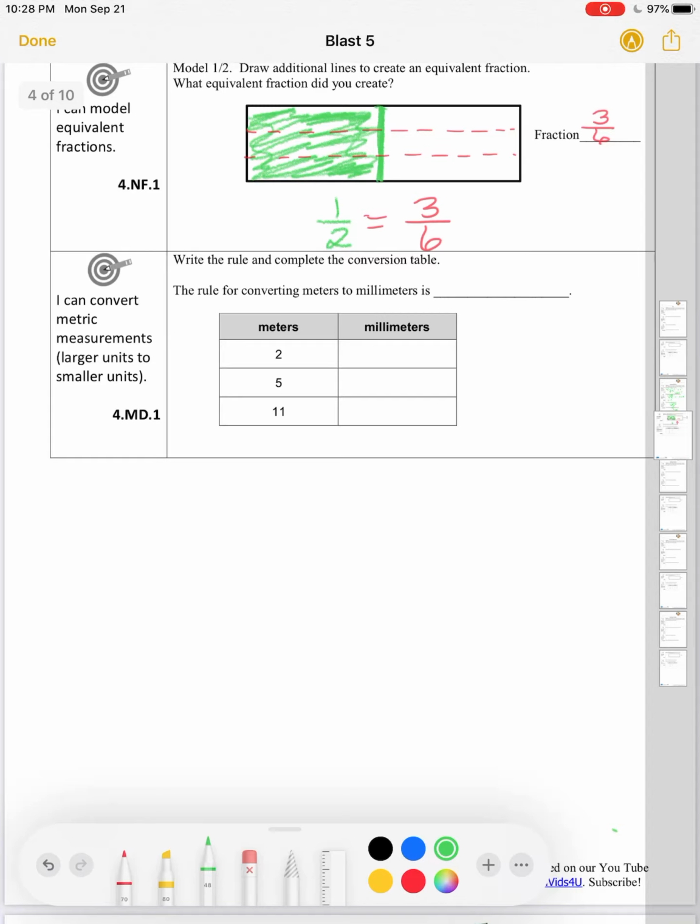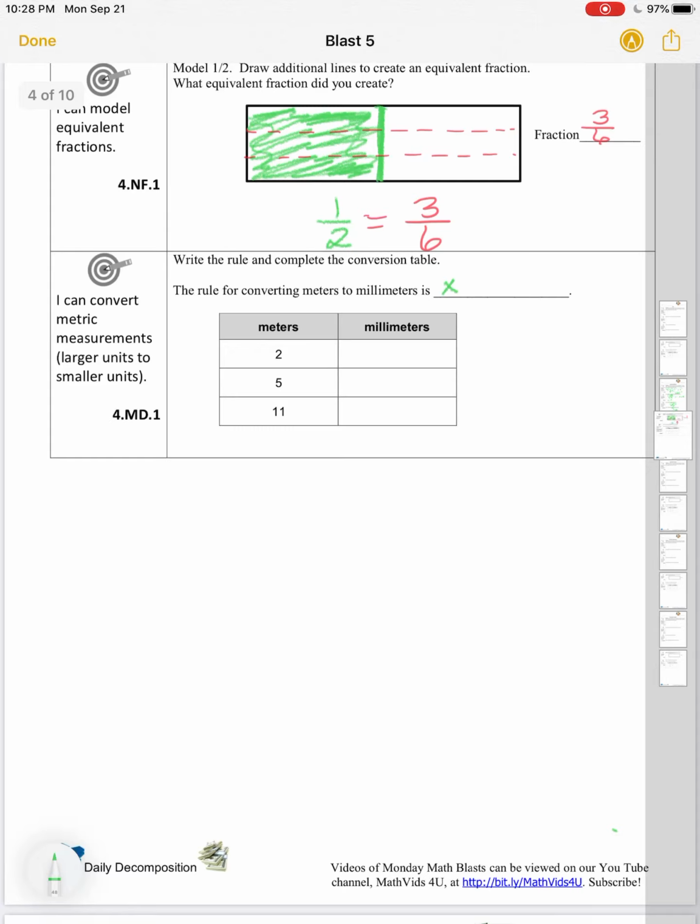I can convert metric measurements, larger units to smaller units. Write the rule and complete the conversion table. The rule for converting meters to millimeters is times 1,000. We want to take our meters times 1,000, and that will equal the millimeters. So 2 meters times 1,000 is 2,000 millimeters.